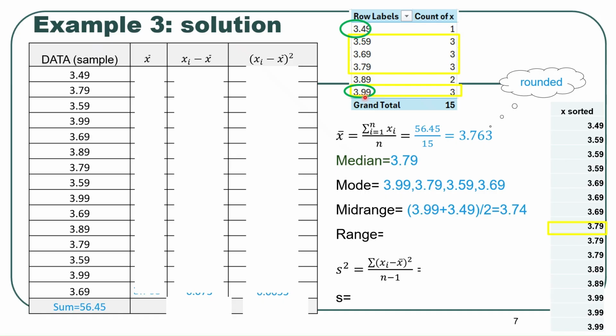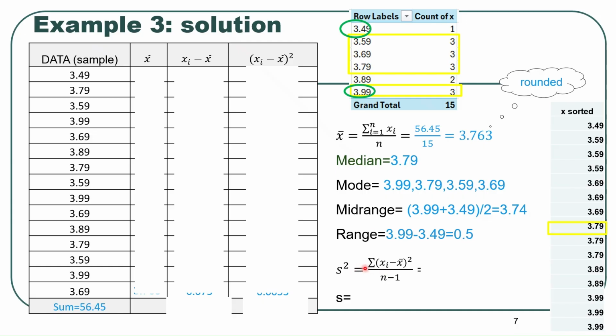To get the average, I add them and divide over 2, which gives me 3.74. As for the range, variance, and standard deviation, let me also calculate these ones. The range is the maximum value minus the minimum value, which is 0.5. So the range of my data set is only 0.5.